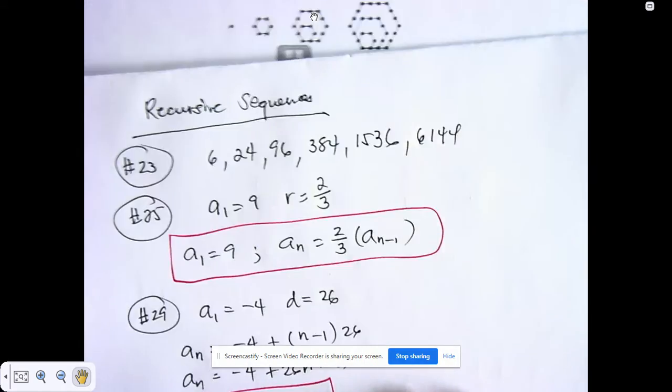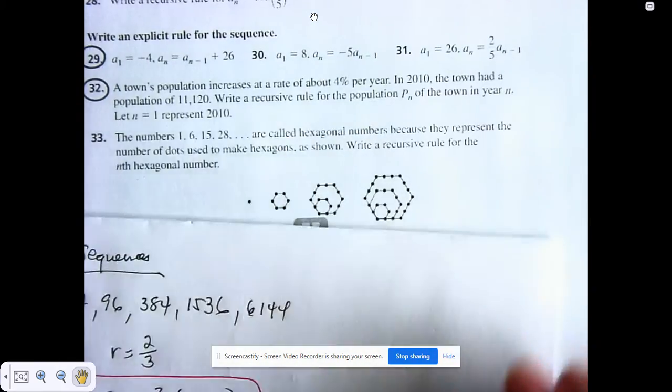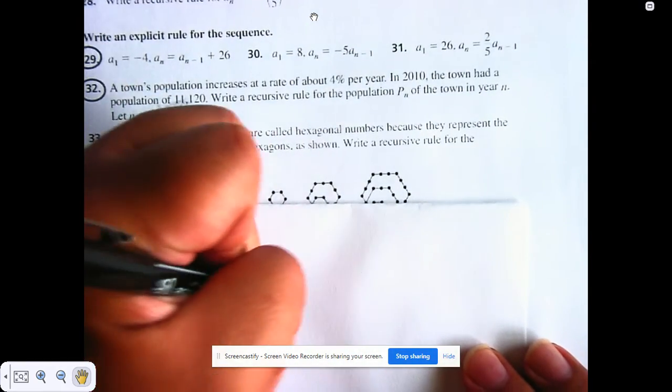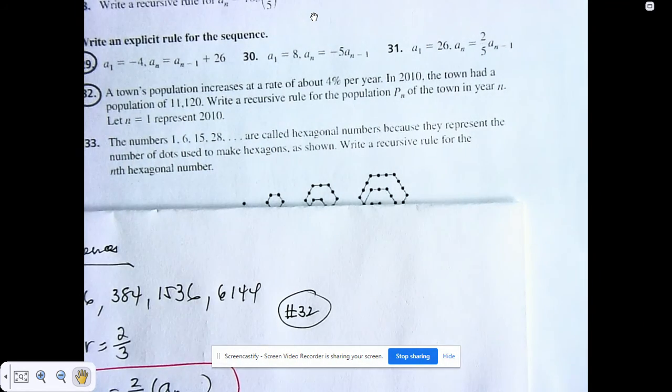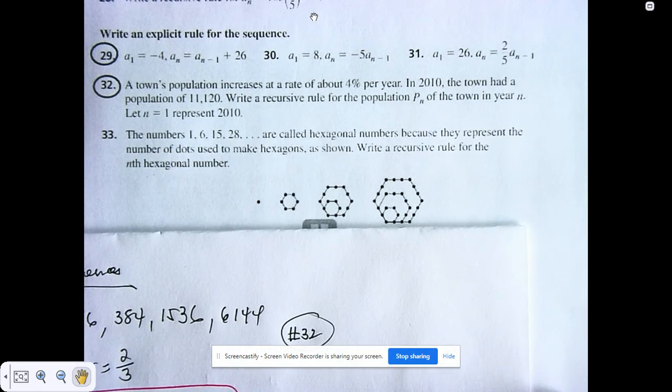And the last one, number 32. A town's population increases at a rate of 4% per year. In 2010, the town had a population of 11,120. Write a recursive rule for the population P sub n of the town in year n, so that n equals 1 represents 2010.